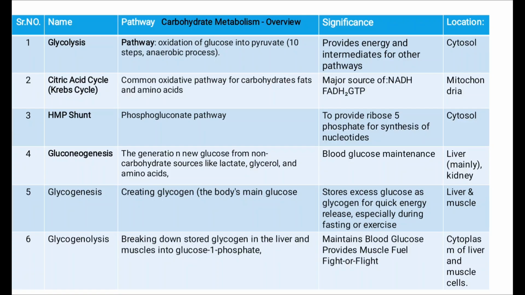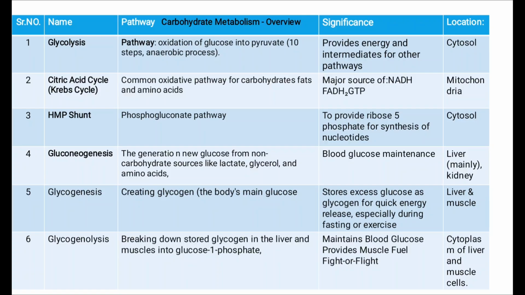Next, the citric acid cycle, also called the Krebs cycle. It is the common oxidative pathway for carbohydrates, fats and amino acids. It is a major source of NADH, FADH2 and GTP. It occurs in mitochondria. HMP shunt pathway, the phosphogluconate pathway, provides ribose 5-phosphate for synthesis of nucleotides. It occurs in the cytosol. Gluconeogenesis is the generation of new glucose from non-carbohydrate sources like lactate, glycerol and amino acids.